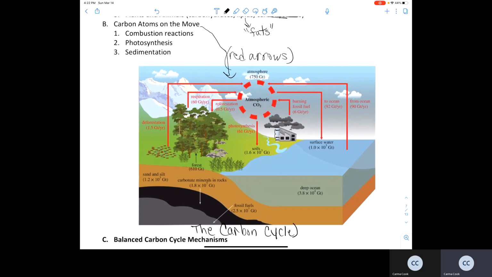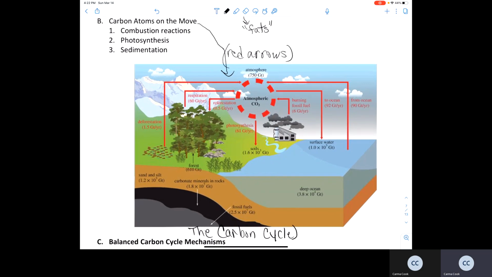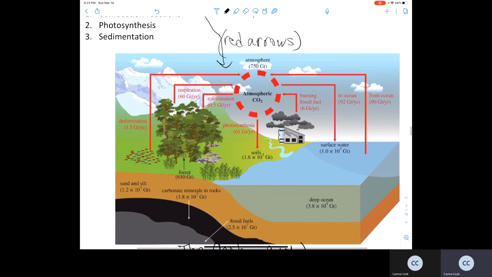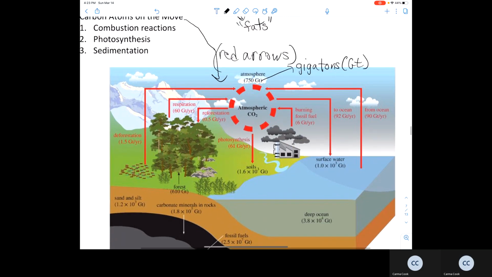And so we first can look at the atmosphere. And the atmosphere, having about 750 GT. This GT stands for gigaton. And so gigaton is a unit of mass. 1 gigaton is equivalent to 1 times 10 to the 12 kilograms, which is also equal to 1 times 10 to the 15th grams.